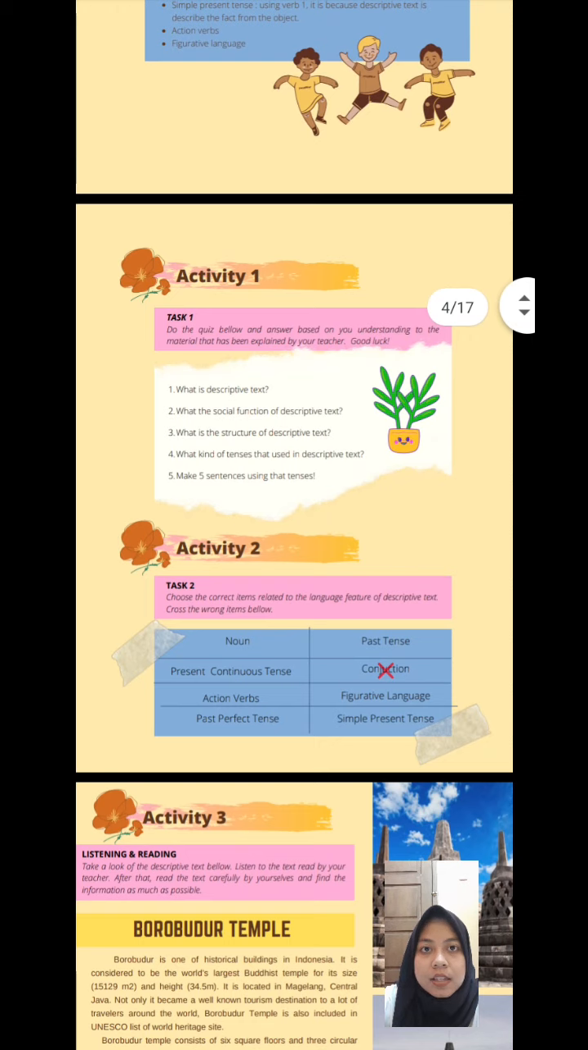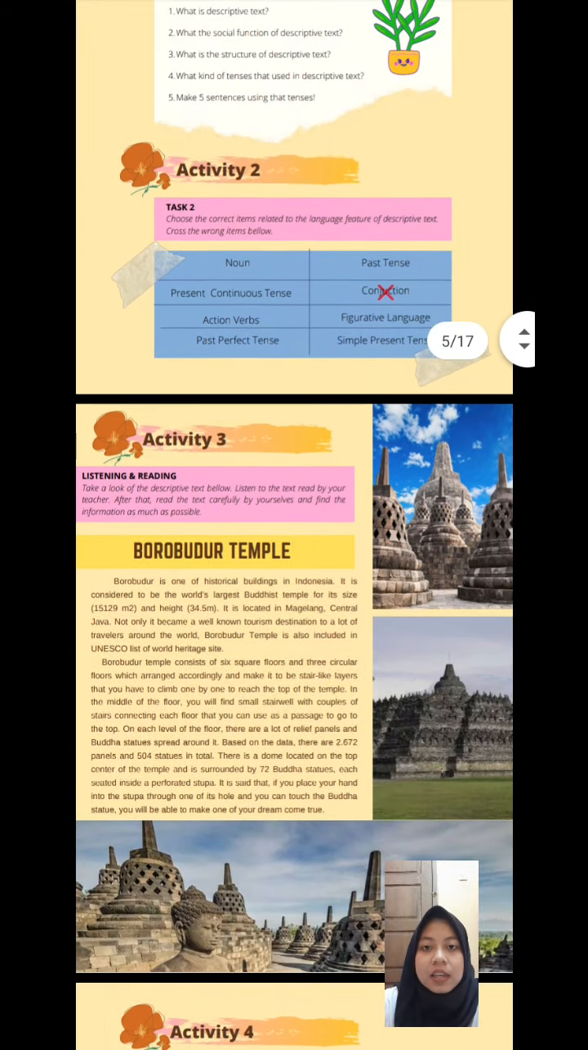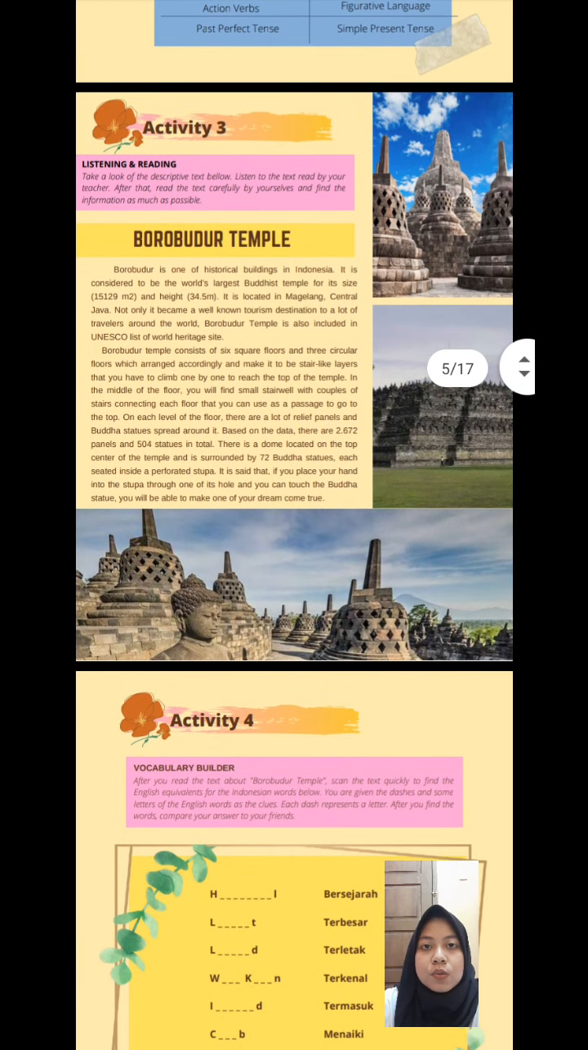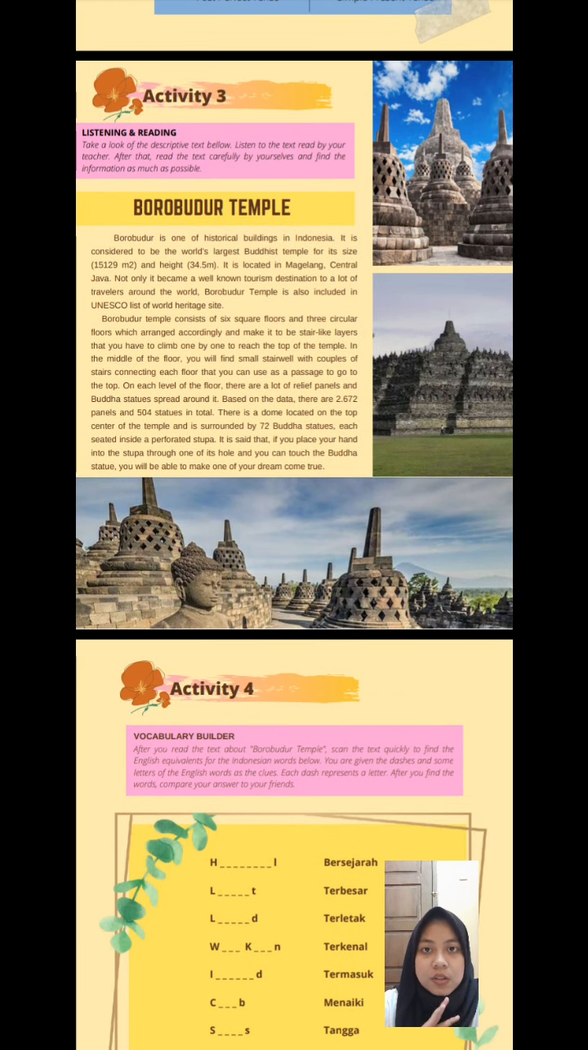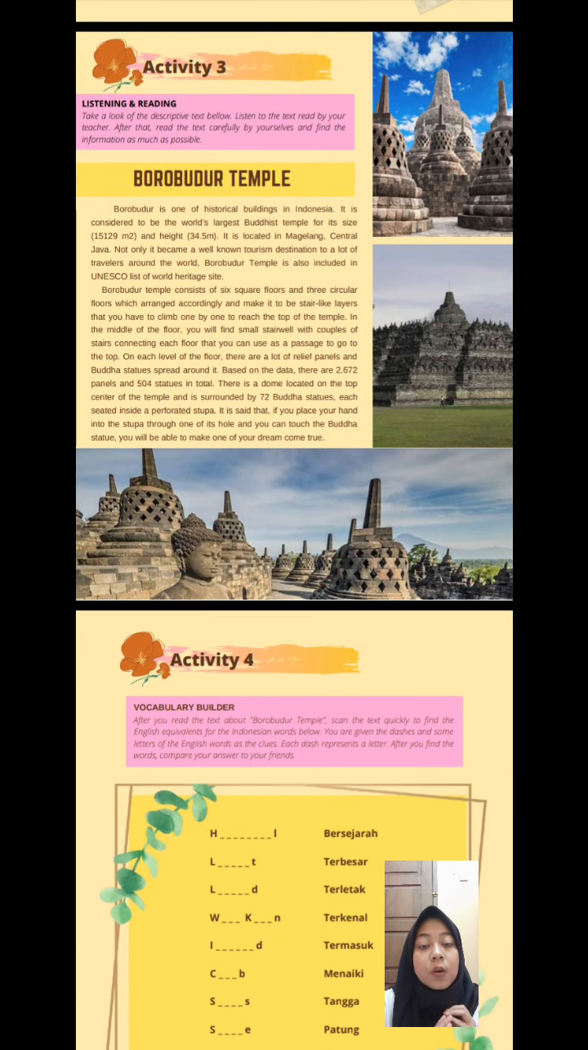This is meeting 1, and then the next is meeting 2. Meeting 2 starts with activity 3. There is a listening and reading activity. The teacher should read this text for the students. The students should listen to their teacher, and then after listening, the students should read this text by themselves.